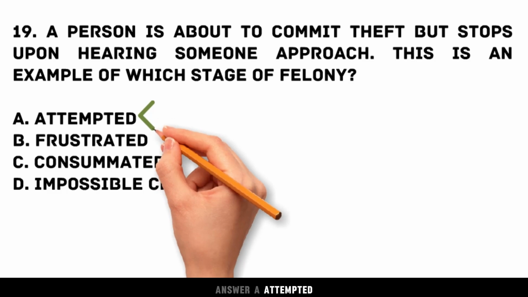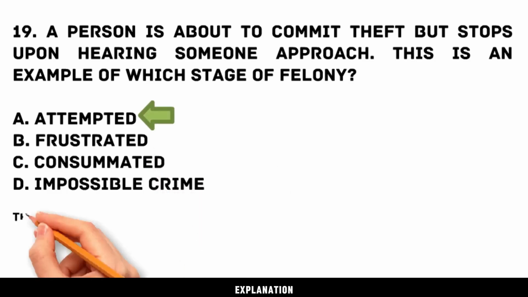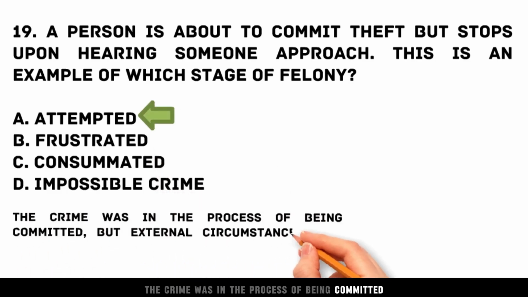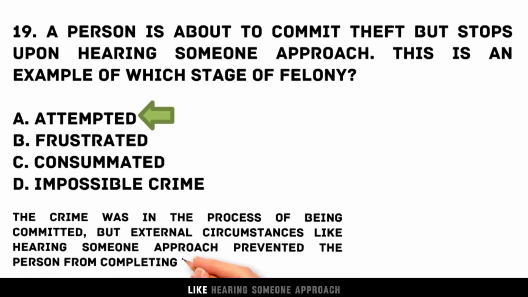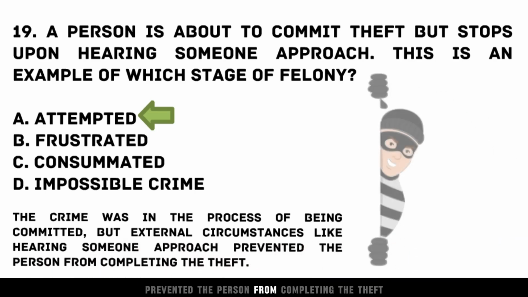Answer: A. Attempted. Explanation: the crime was in the process of being committed, but external circumstances like hearing someone approach prevented the person from completing the theft.